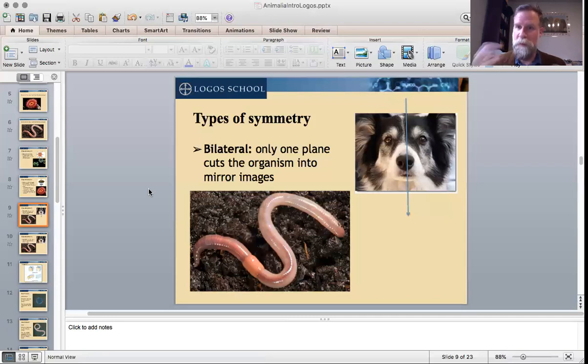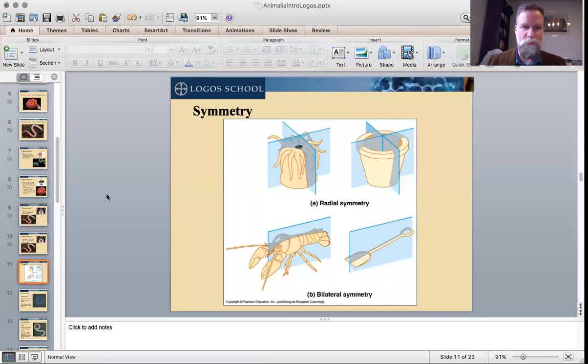And part of that is learning the anatomy of these creatures by their symmetry, and also with some other terms we're going to look at here in just a moment. So here's some more examples.